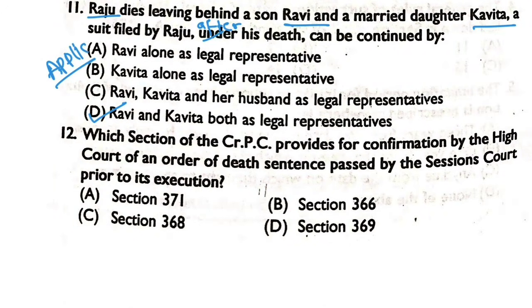Now question 12 says, which section of CrPC provides for confirmation by the High Court of order of death sentence? Now the answer is 366. It is another number based bare act question. So do the bare acts, you should be good to go.